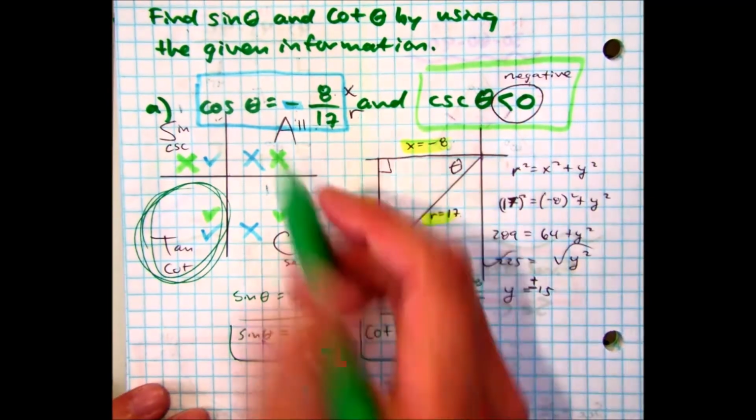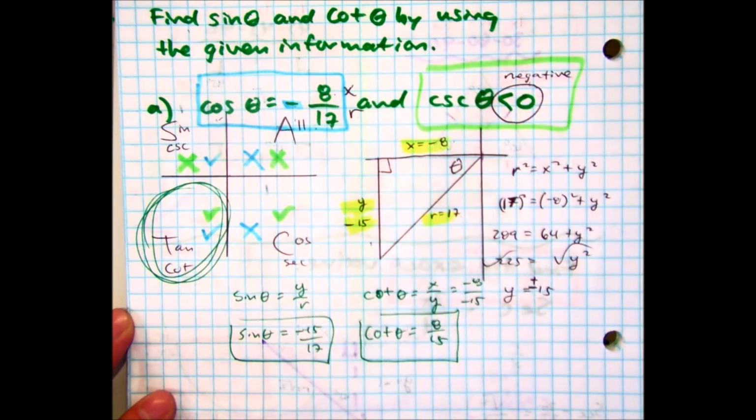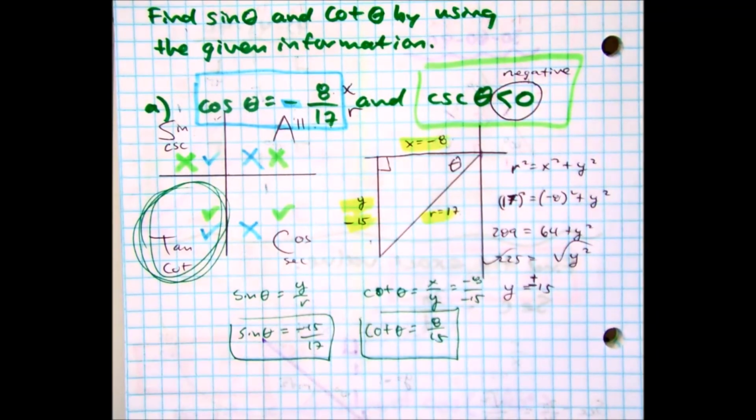So first thing you do, take your clues, try to figure out a quadrant. Second thing, make sure you have all your x, y, and r, and then you can find your two trig functions.